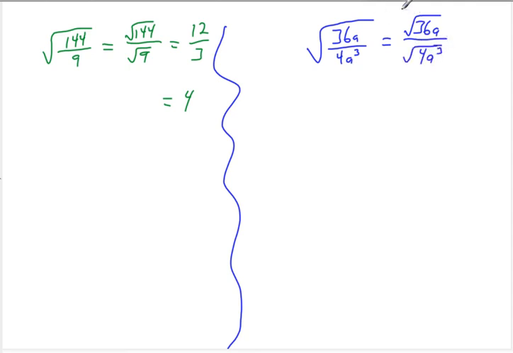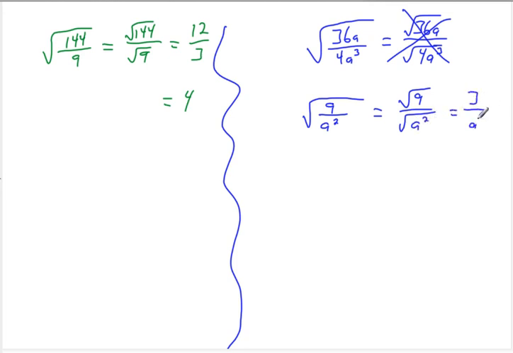Actually, you know what? Before we do that, I think it will be advantageous to reduce our fraction. So if we do 36 divided by 4, we get 9. And then if we do a on top and 3 a's on the bottom, that leaves us with a squared on the bottom. So it looks like we can do square root of 9 over square root of a squared and get 3 over a. There we go. So we're done with that one.